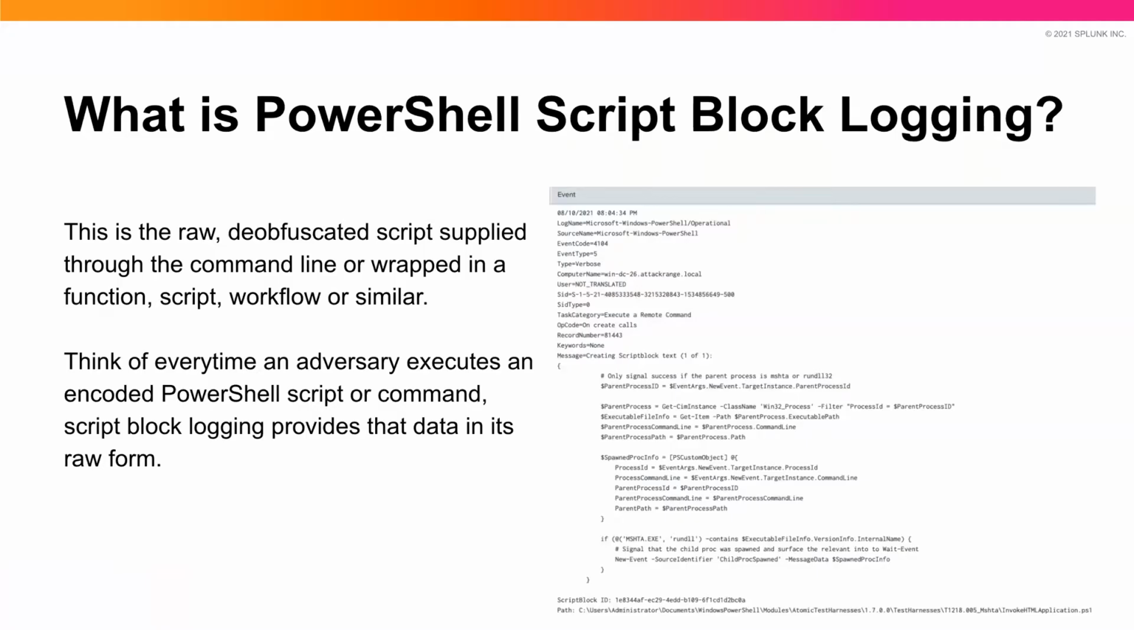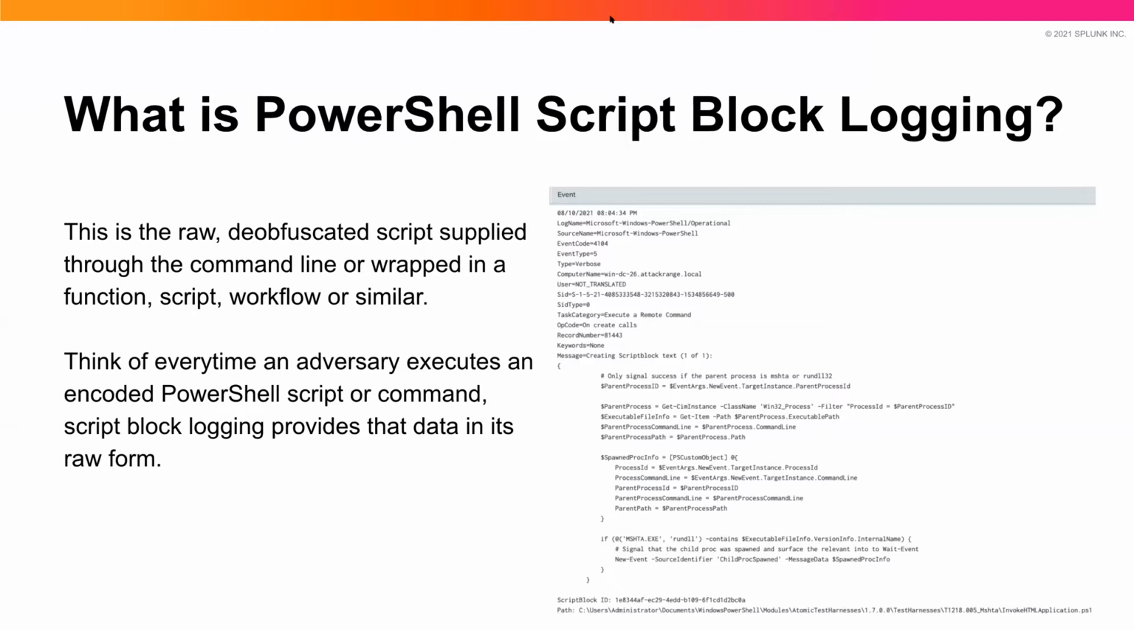So what is PowerShell Script Block Logging? PowerShell Script Block Logging is the raw, deobfuscated script supplied through the command line or wrapped in a function, script, workflow, or similar. Think of every time an adversary executes an encoded PowerShell script or command: script block logging provides that data in its raw form.